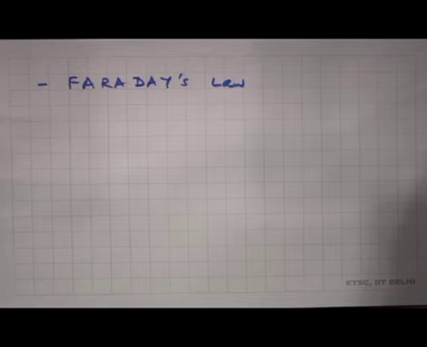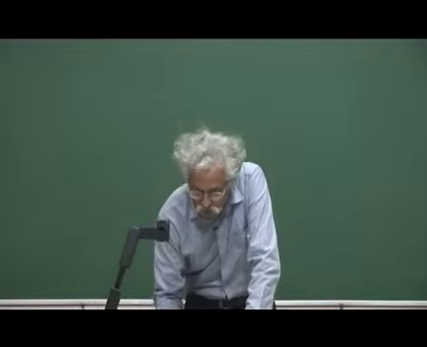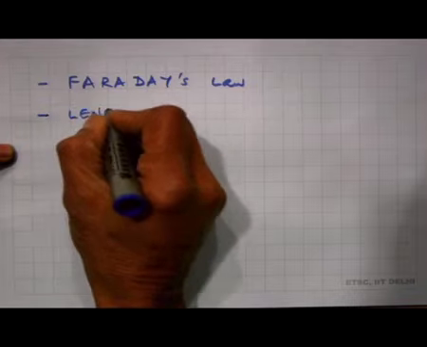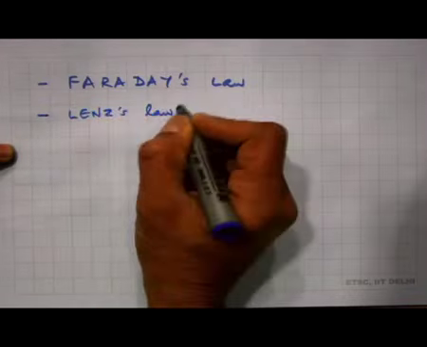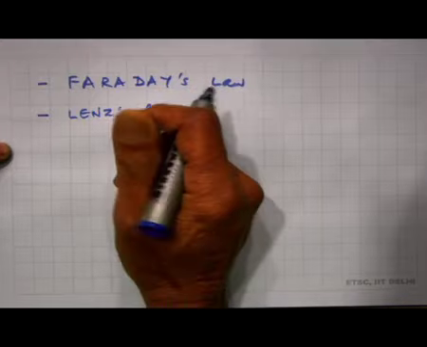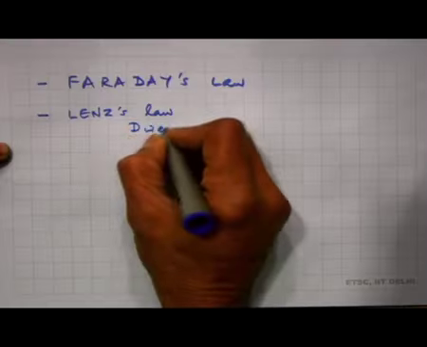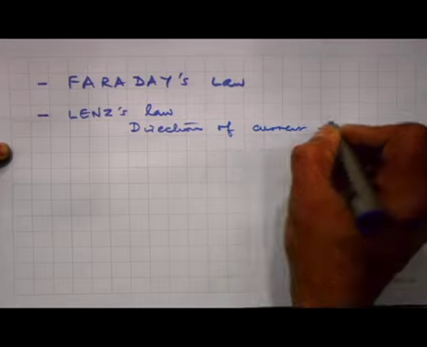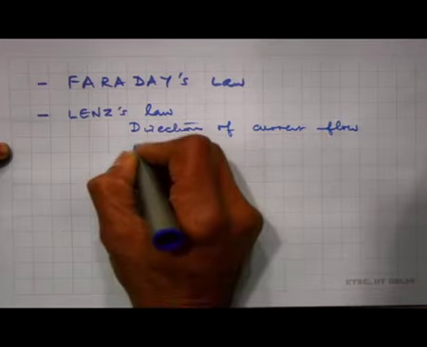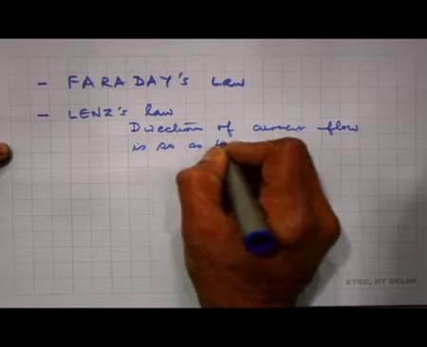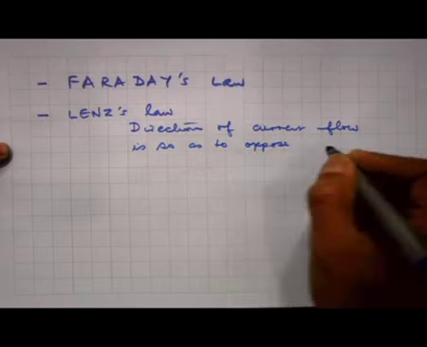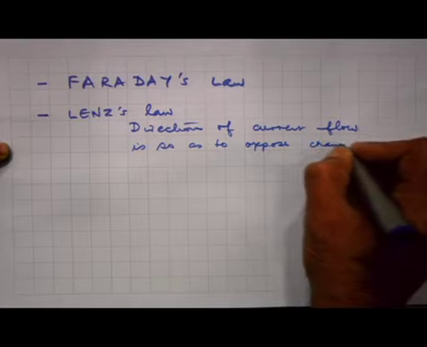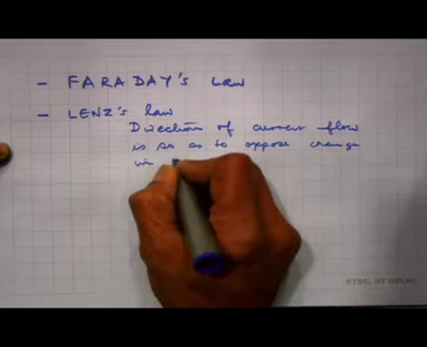We also saw that the direction of the current that is passing through the conductor changes as you change the direction of motion of the magnet. So, there is another law which we had introduced, Lenz's law, which says that the direction of current flow is so as to oppose change in magnetic flux.